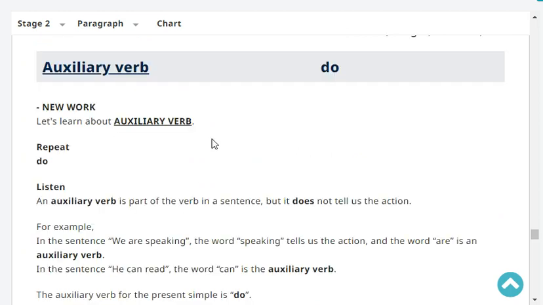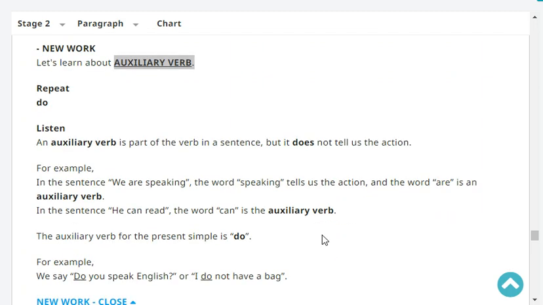Okay, next let's talk about auxiliary verb. Auxiliary verb. Very good. Okay, so let me put it here. So you can pronounce this like that. Auxiliary. Very good. Okay, repeat. Do. Very good.